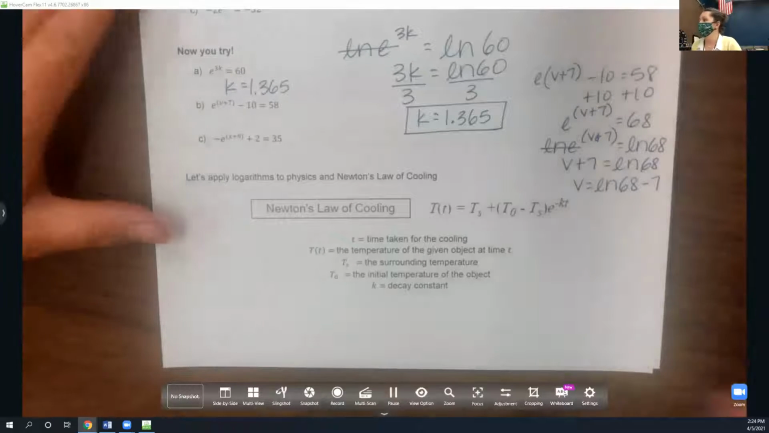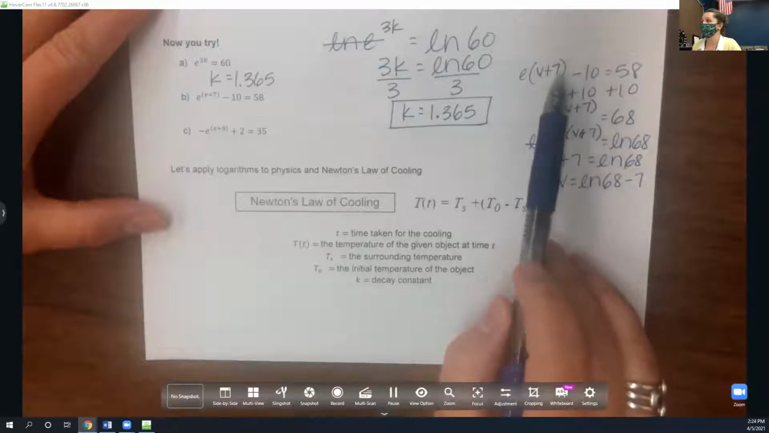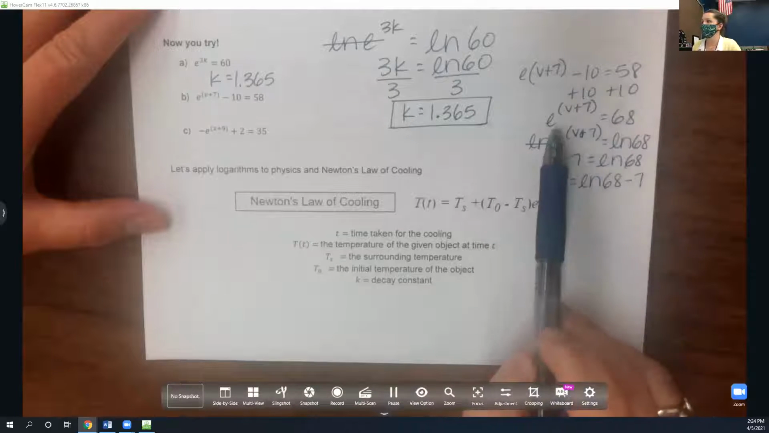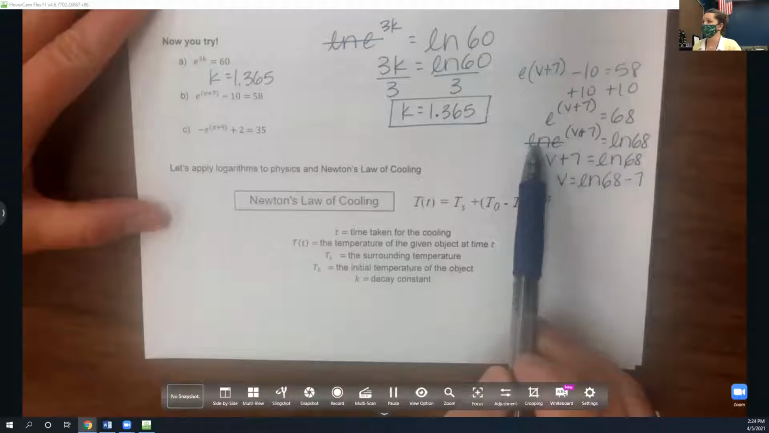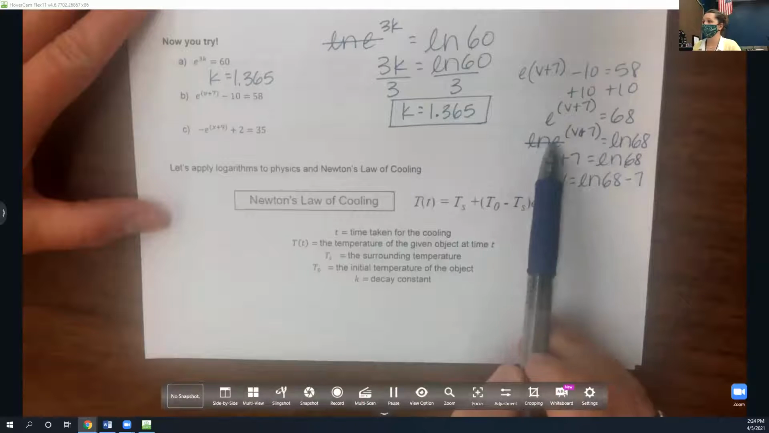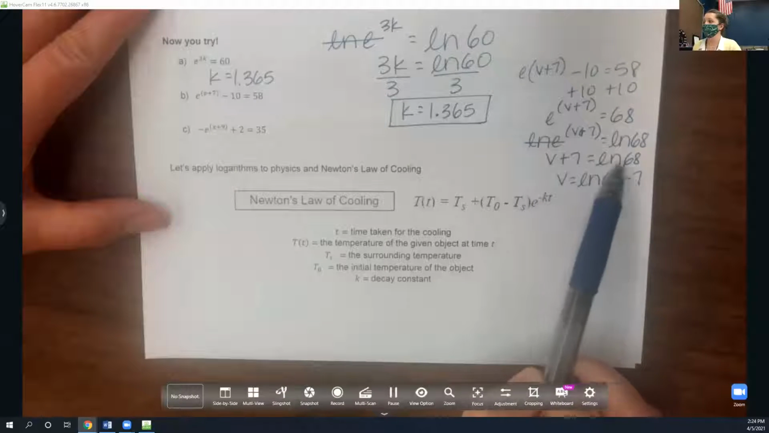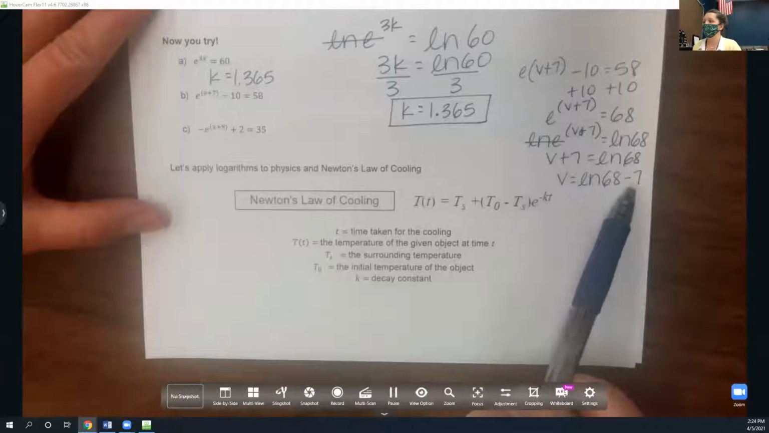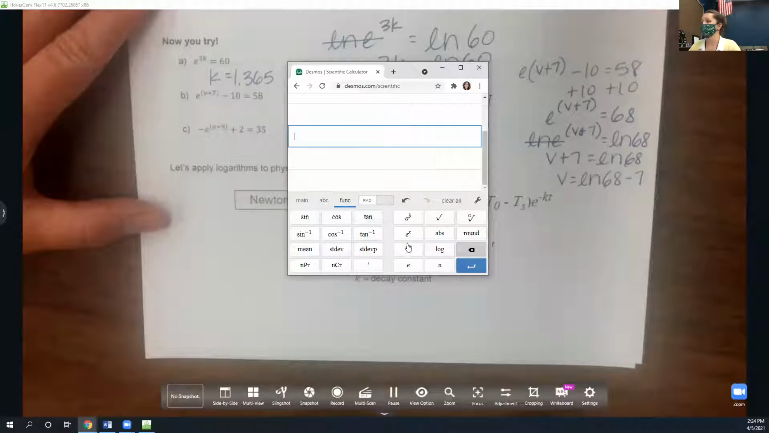Okay, so here we are. I've worked it out. We have e to the v plus 7 power minus 10. We want to isolate our e first by adding 10 to both sides. So we have e to the v plus 7 equals 68. We took the natural log of both sides. When we take the natural log of e, it cancels and brings that exponent down. So we have v plus 7 equals the natural log of 68. I'm going to solve for v by subtracting 7.